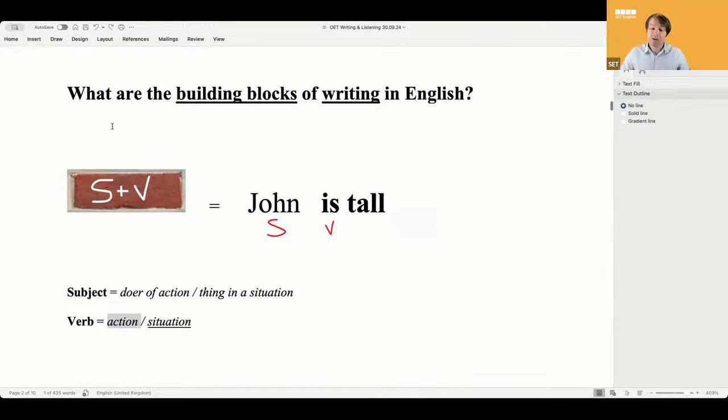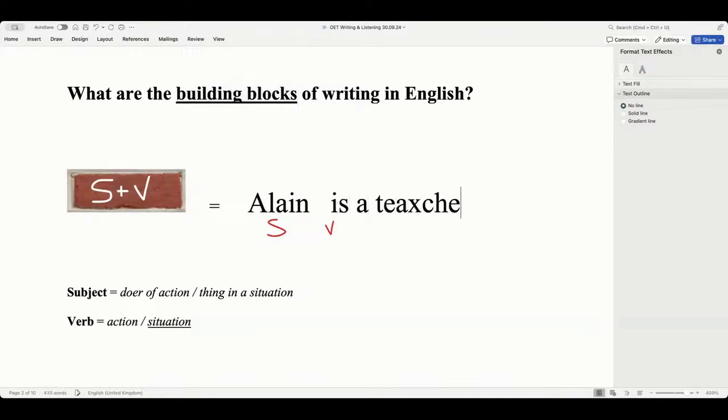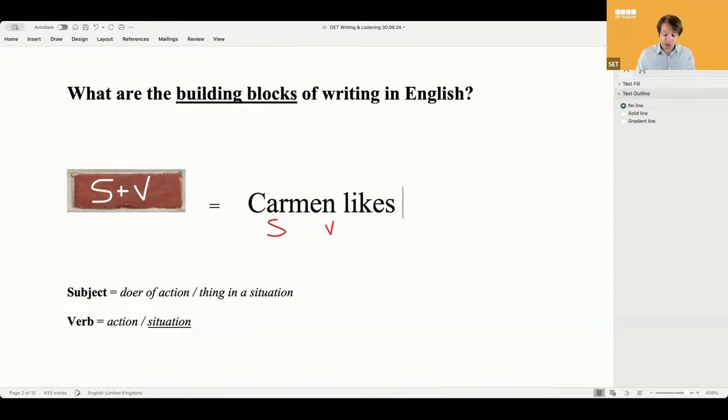Okay, we're starting very simple. You should all know this already, okay? The building blocks of writing in English are subjects and verbs, okay? John is tall, Alan is pricey. Carmen likes fishing, right? These are subject and verb building blocks, okay?